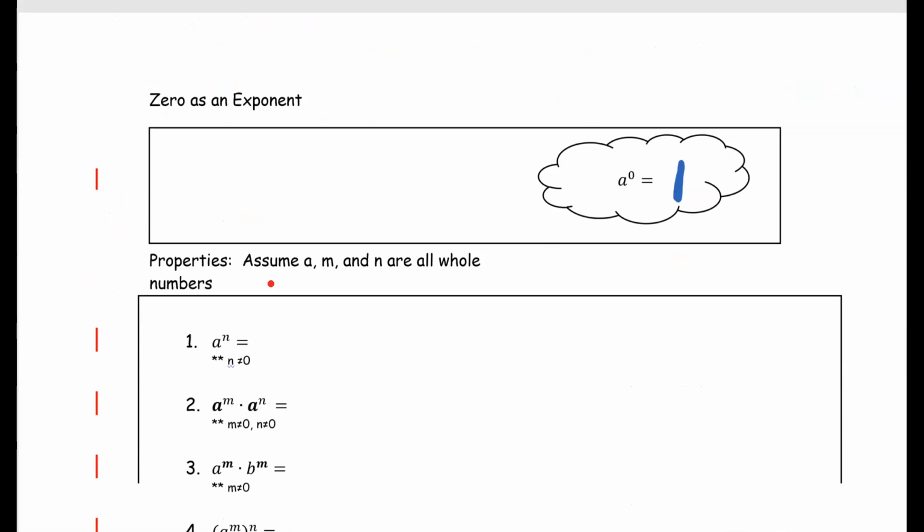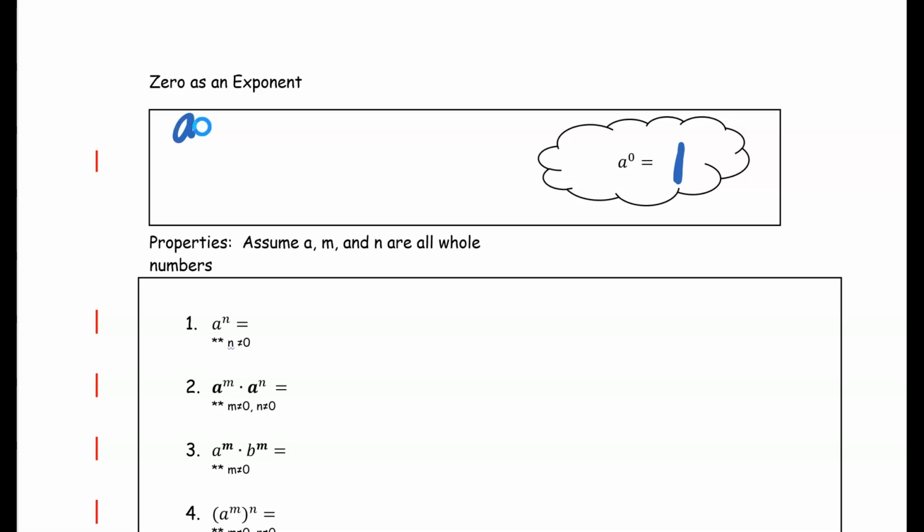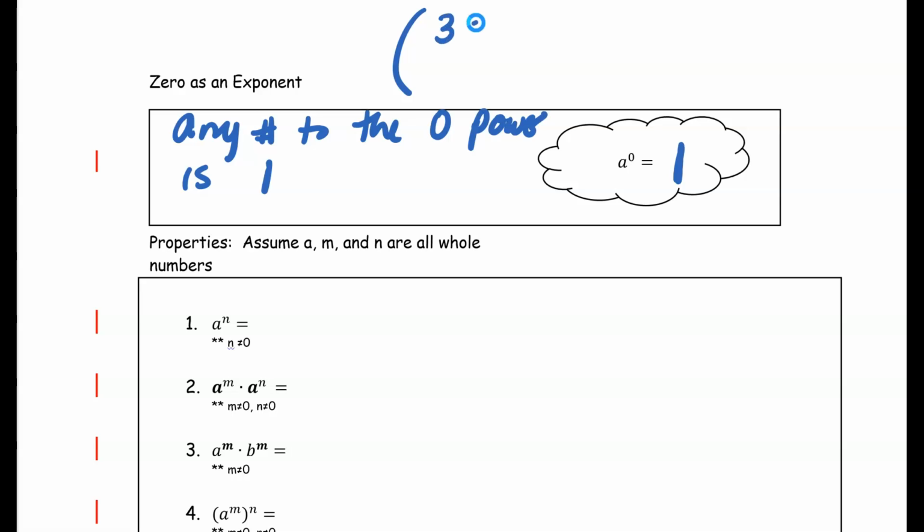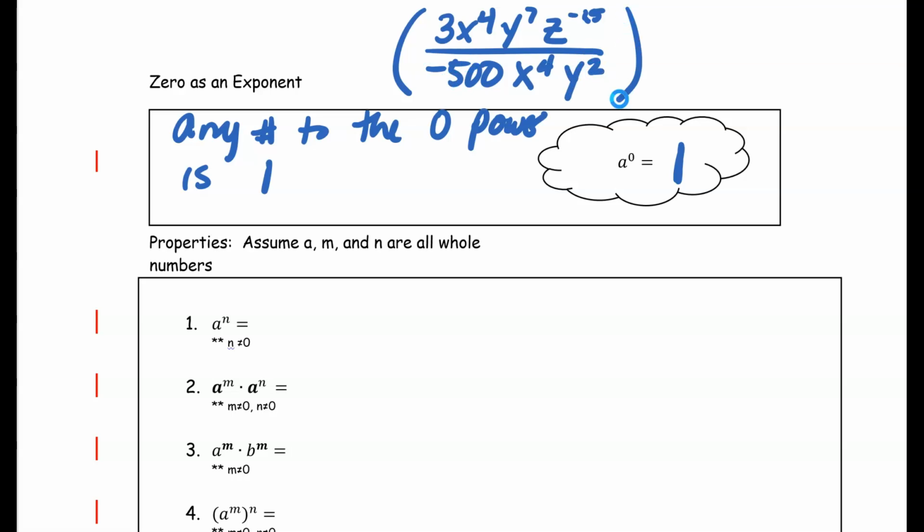So let's just remember here, any number to the 0 power is 1. And it could be variables, anything, any number. This could be an expression, anything. So you could have like 3x to the 4th, y to the 7th, z to the negative 25th power, all over negative 500, x to the 4th, y squared, all of this to the 0, and it would just be 1. Okay, so it does not matter what's on the inside, as long as it's all raised to the 0 power, your answer is 1.